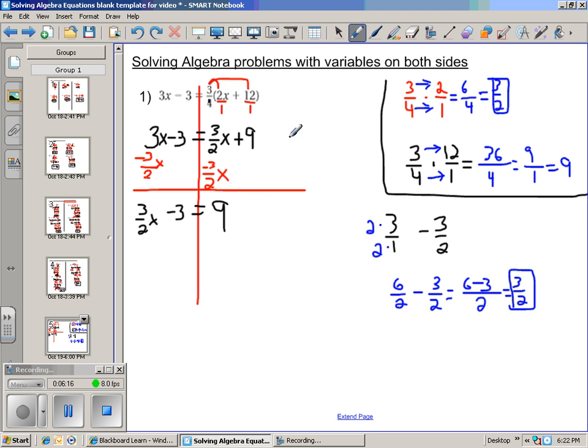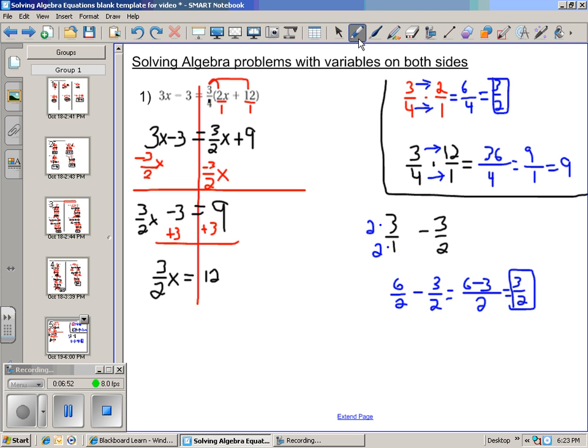And now what we're looking at is a two-step algebra problem. So we have all the x terms over on the left side. This minus 3, we want to move over to the other side. To do so, we're going to add 3 to both sides. So when I add 3 to both sides, the negative 3 and positive 3 add up to 0. 3/2 x is left over, and that's equal to a positive 12.